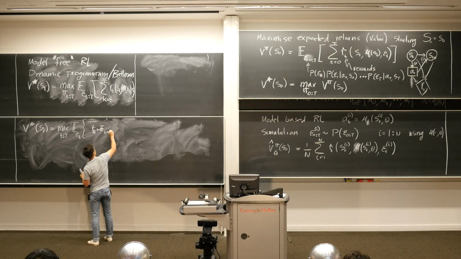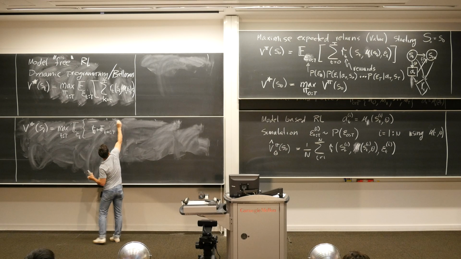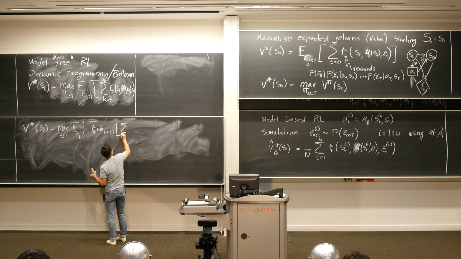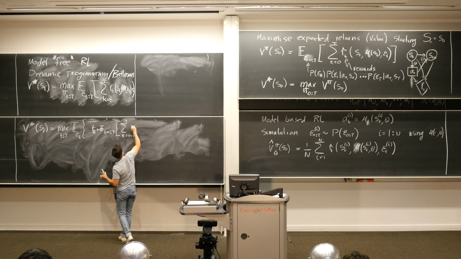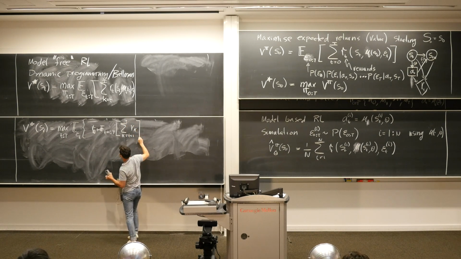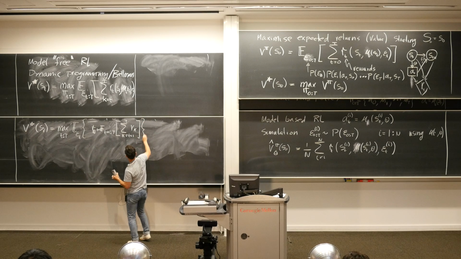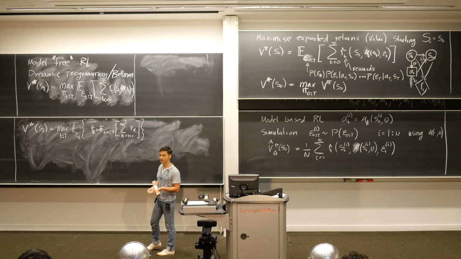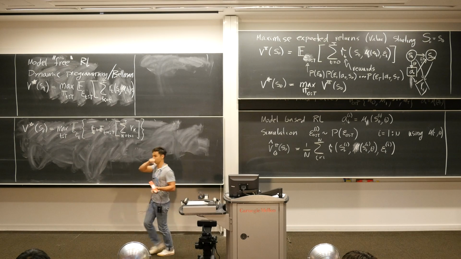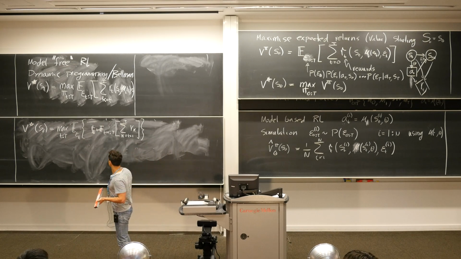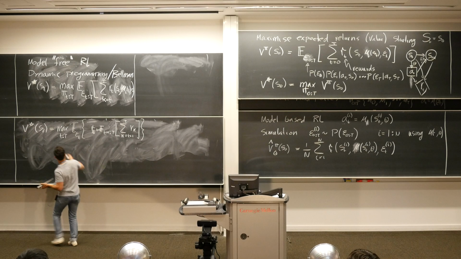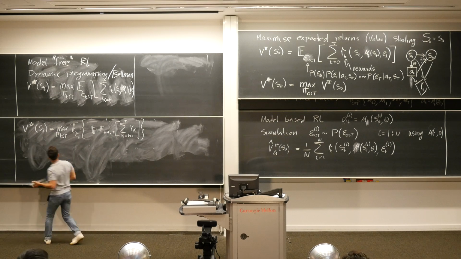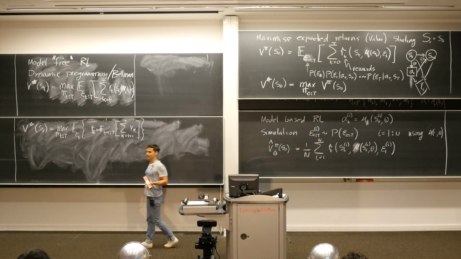T plus 1 to t, sum over k equal t plus 1 to t of rk. And do stop me if I make any mistakes or if anything is not clear in terms of notation. Go ahead. Oh, pi. Thank you. Still maximizing over the policy.